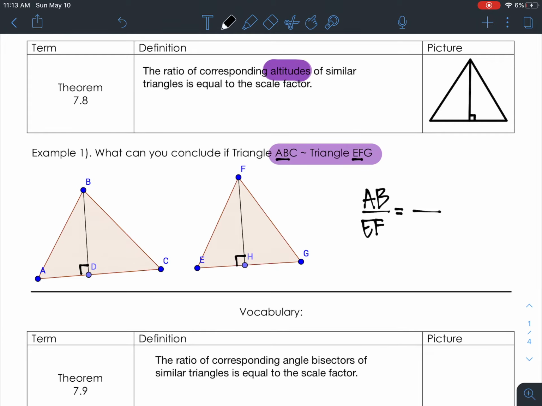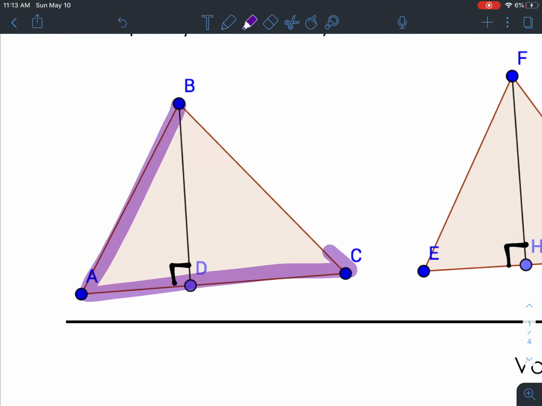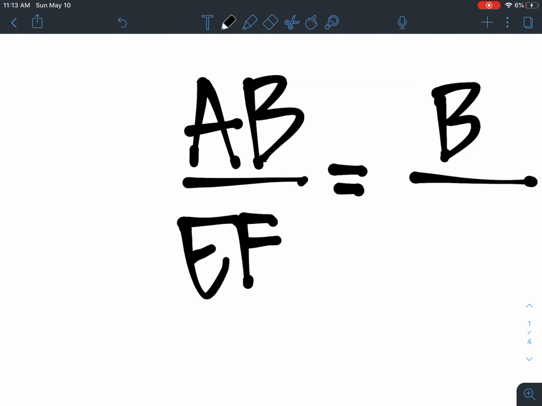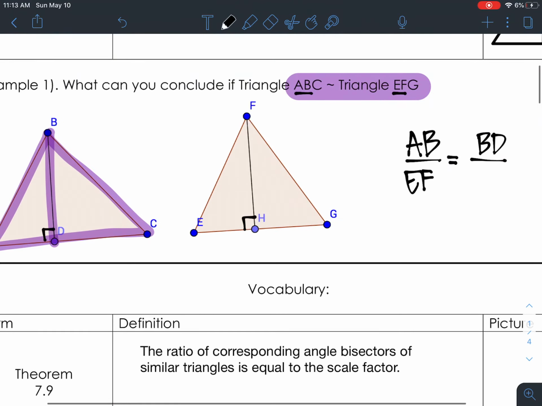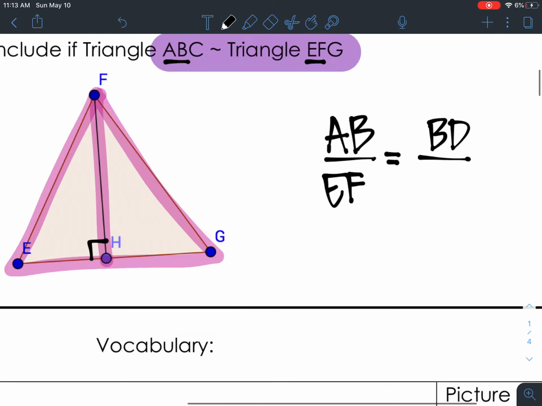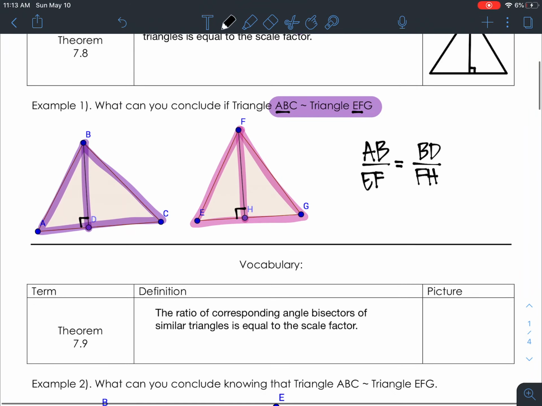Because I started with AB, in this triangle I'm going to have to pick the altitude of that triangle to match up with AB. So I'm going to have BD up here. And with this triangle EFG, the altitude is FH. And there's my proportion: AB over EF is equal to BD over FH. Not bad. For the next 2 theorems, it's going to be very similar to this.